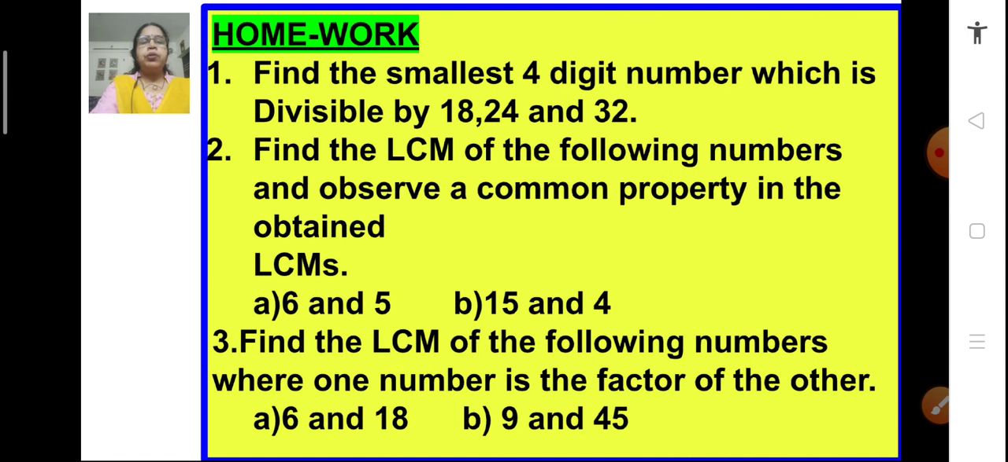Now, we have some homework for you. There are a few problems which we left out during the chapter. So, these problems you have to do as homework. You have 3 problems here, you have to solve them. First one, find the smallest 4-digit number which is divisible by 18, 24 and 32. We have done the same kind of problem during our exercise. Then find the LCM of the following numbers and observe a common property in the obtained LCMs. And third one, find the LCM of the following numbers where one number is a factor of the other and find out a common property among them.